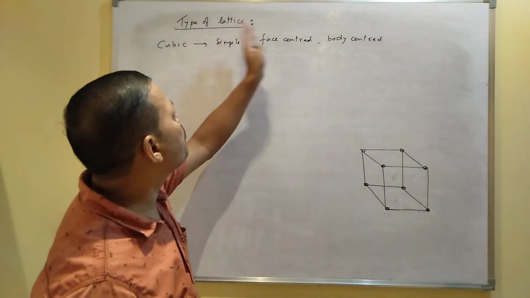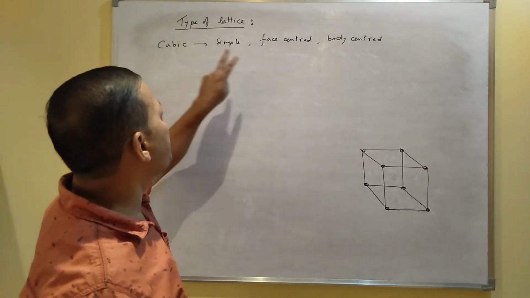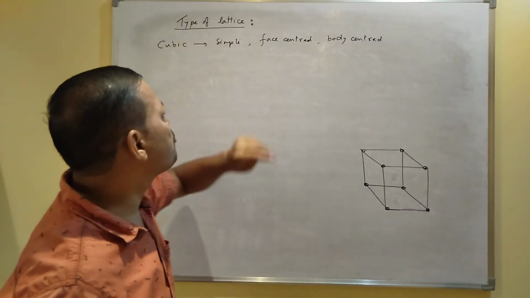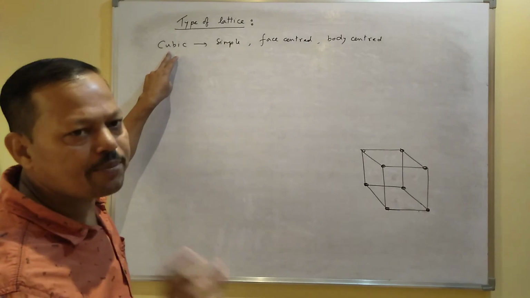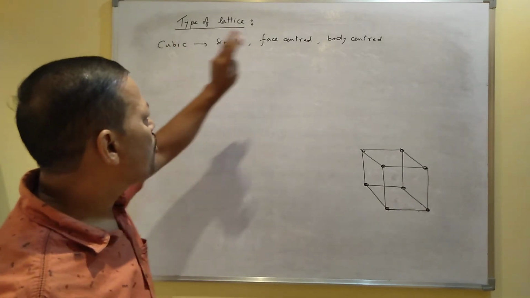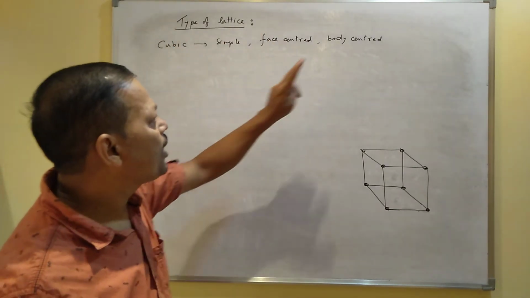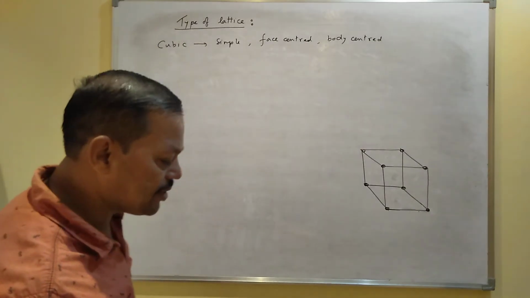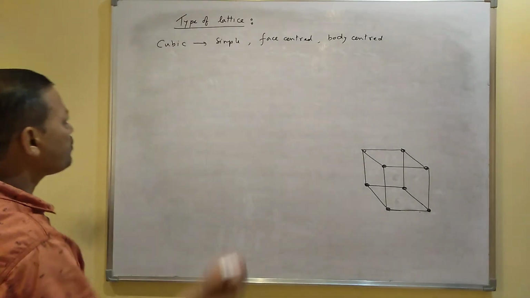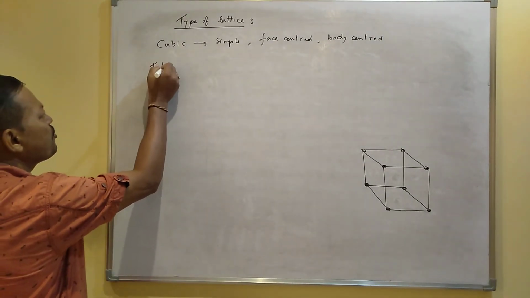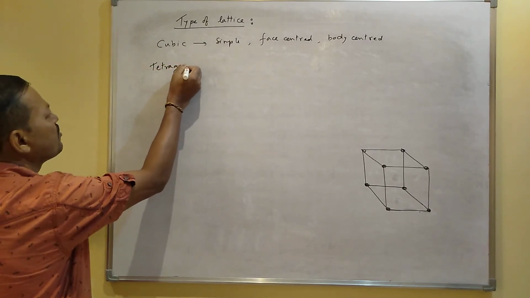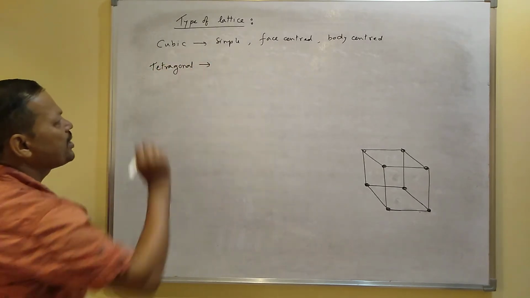So how many types of lattice have you got? From cubic you have got 3 types of lattices. One is the simple cubic lattice, or primitive cubic lattice. One is the face-centered cubic lattice, and one is the body-centered cubic lattice. Similarly, the second one among your 7 crystal systems is tetragonal.